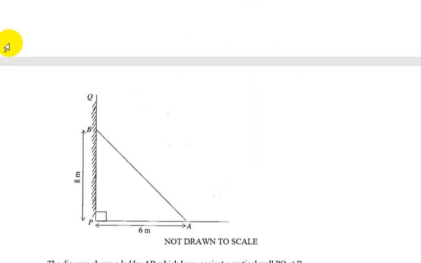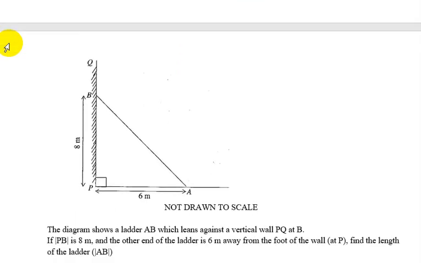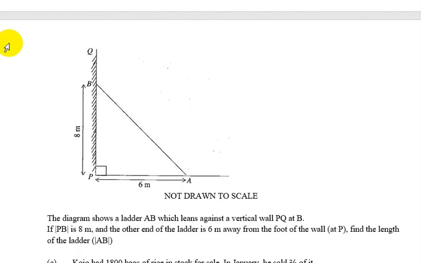Now the B part is one interesting question, which is on Pythagoras Theorem. It says the diagram below shows the ladder AB. So this is the ladder.